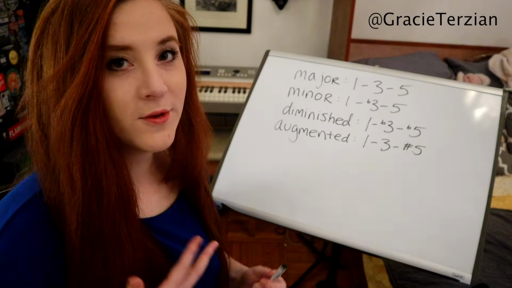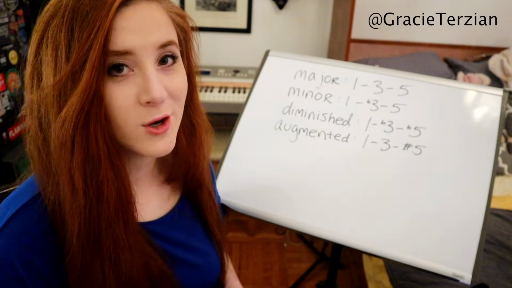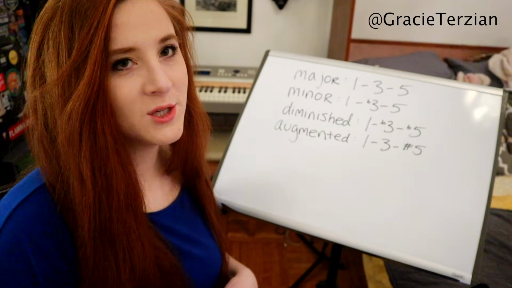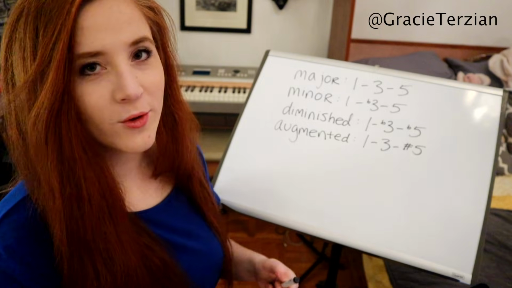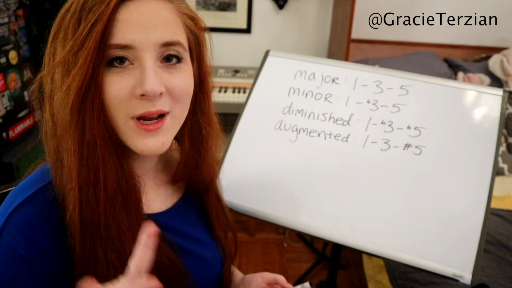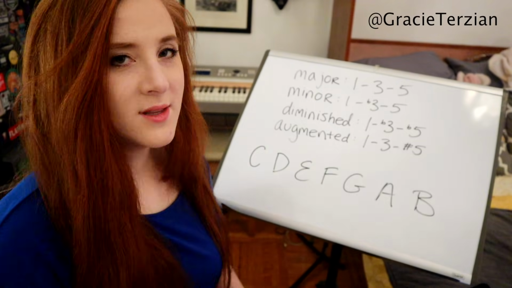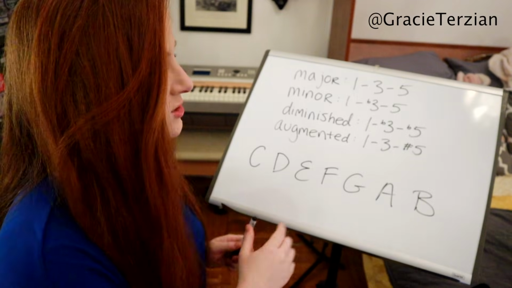Okay, so to know what notes are in these chords, we need to first look at the root note and think of the major scale of that note. So what's the root note of a C major chord, a C minor chord, a C diminished chord, and a C augmented chord? It's a C, of course. So let's write out a C major scale. Now let's think of this scale as numbers, so I'm going to give each one of these notes a number.